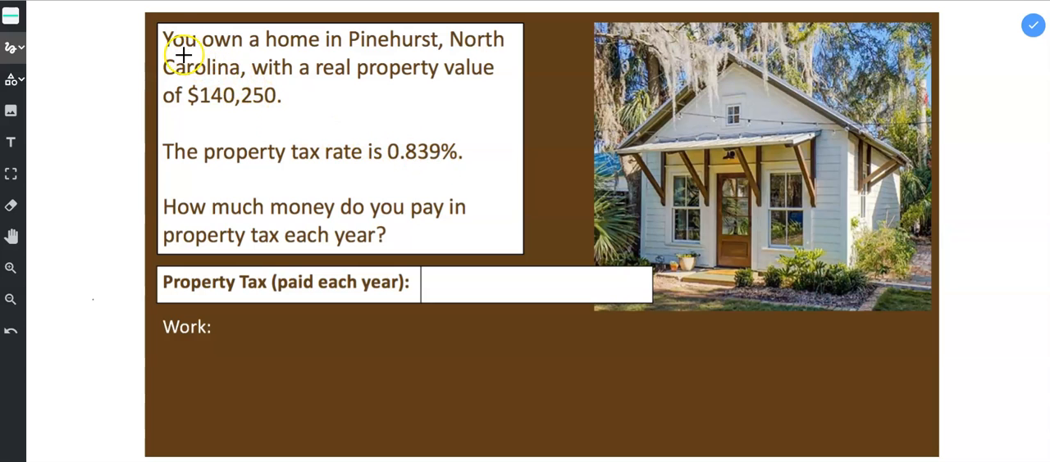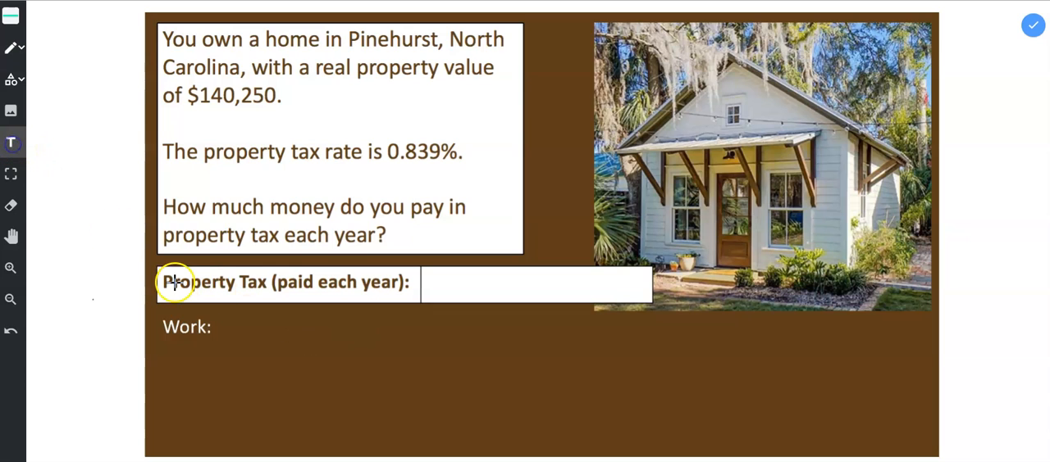It's real. All right, so you own a home in Pinehurst, North Carolina with a real property value of $140,250. The property tax rate is 0.839%. How much money do you pay in property tax each year? So we are figuring out the property tax that I pay each year.